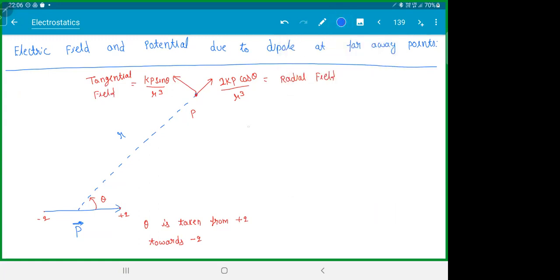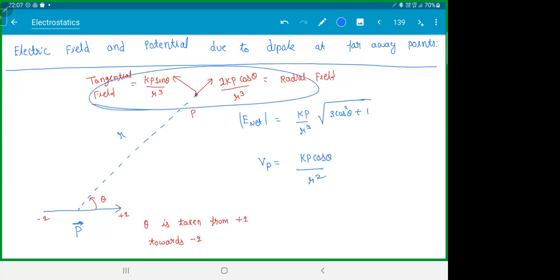So if you take the resultant of these two, E net magnitude, that will be kp by r cube, square them and add them. That will become 4 cos square theta plus sine square theta, which is 3 cos square theta plus 1. The potential at point P is given by kp cos theta by r square. This is the potential formula. This is the field formula. So the main condition here is this is valid only when r is much greater than d. D is the distance between the charges.